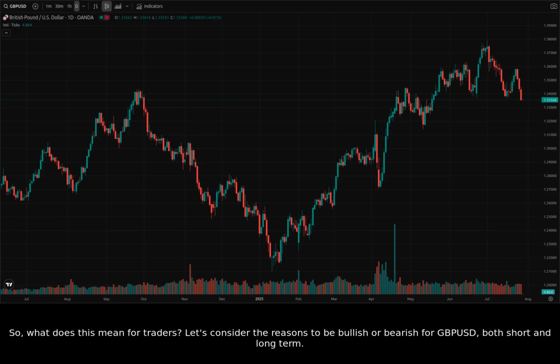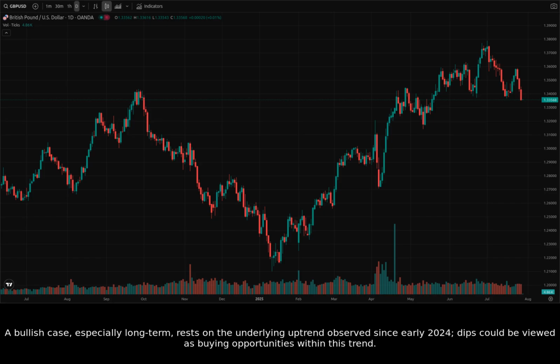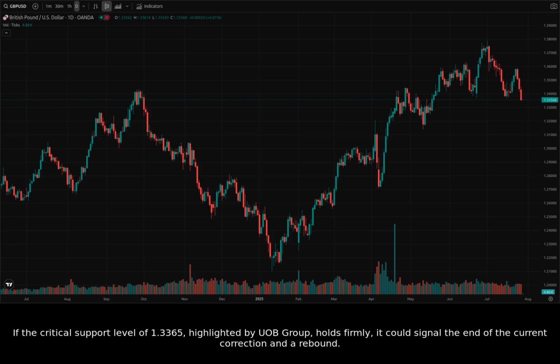Let's consider the reasons to be bullish or bearish for GBPUSD, both short and long term. A bullish case, especially long-term, rests on the underlying uptrend observed since early 2024. Dips could be viewed as buying opportunities within this trend. If the critical support level of 1.3365, highlighted by UB Group, holds firmly, it could signal the end of the current correction and a rebound. A sustained breakout above 1.3500 on the daily chart would reinforce a bullish short-term outlook, invalidating the recent bearish momentum.